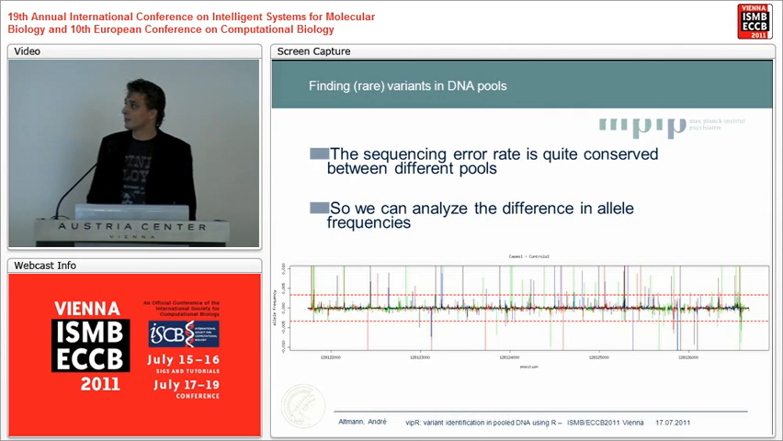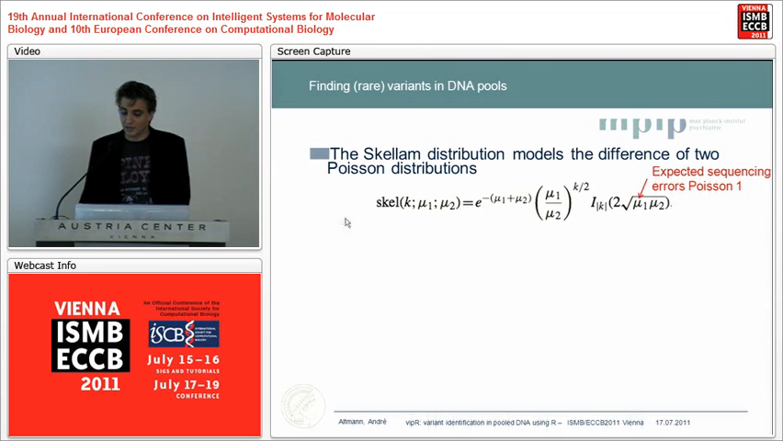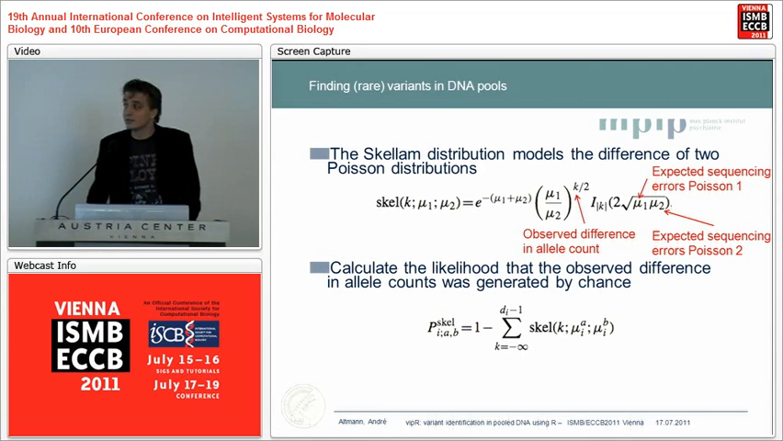So we thought, how can you model the differences of two Poisson distributions? And luckily enough for us, somebody else thought of this, and there's the Skellam distribution. Basically you can plug in the same parameters as before. You put in the expected sequencing error rate of your first library and the expected sequencing error rate of the second library at this position. And then here you put the difference in the observed allele count. Then you can do the same trick and compute a p-value.